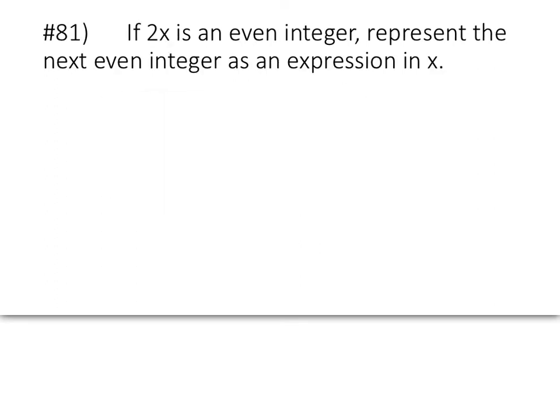Alright, if 2x is an even integer, represent the next even integer as an expression in x. Remember we talked about even integers in class today. So the pattern for an even integer is always plus 2. If 2x is an even integer, the next even integer would just be plus 2.